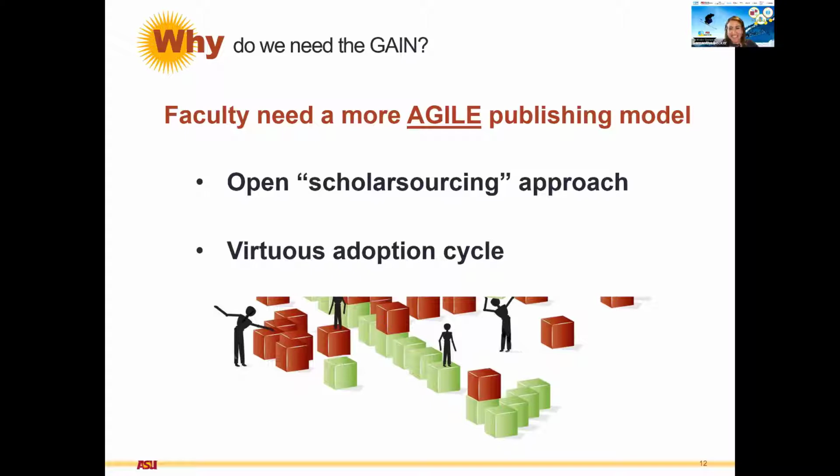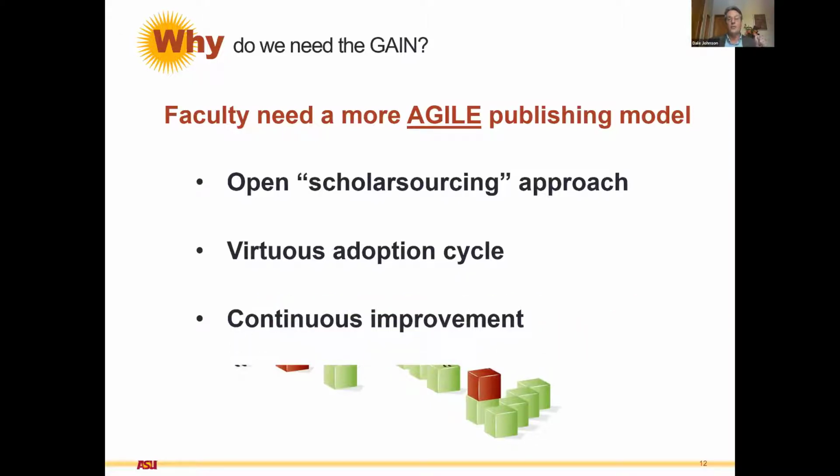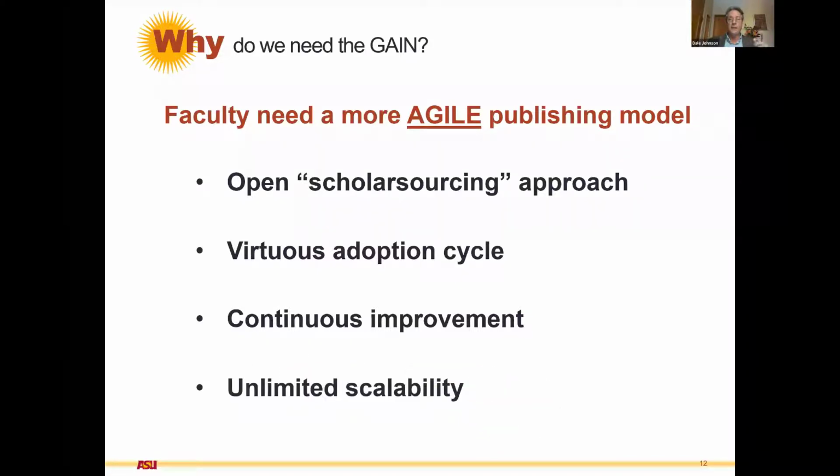Sorry. Enjoy. The virtuous adoption cycle. We need to build something that will build on itself so we don't have to do so much sales and marketing. Some type of continuous improvement model and unlimited scalability. These are the cornerstones of a new publishing model.